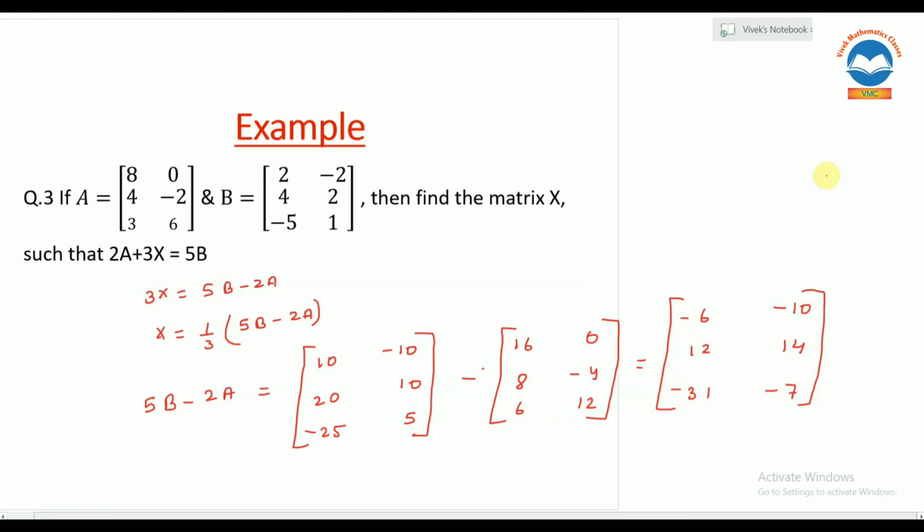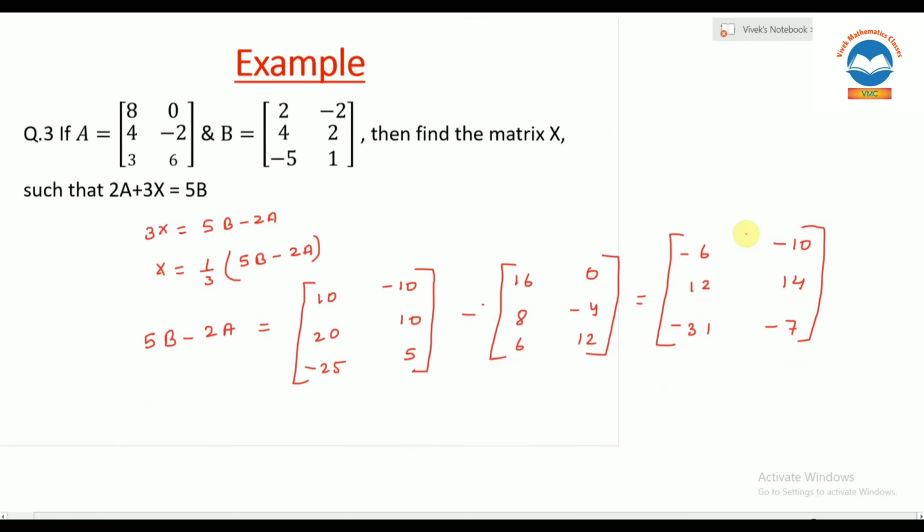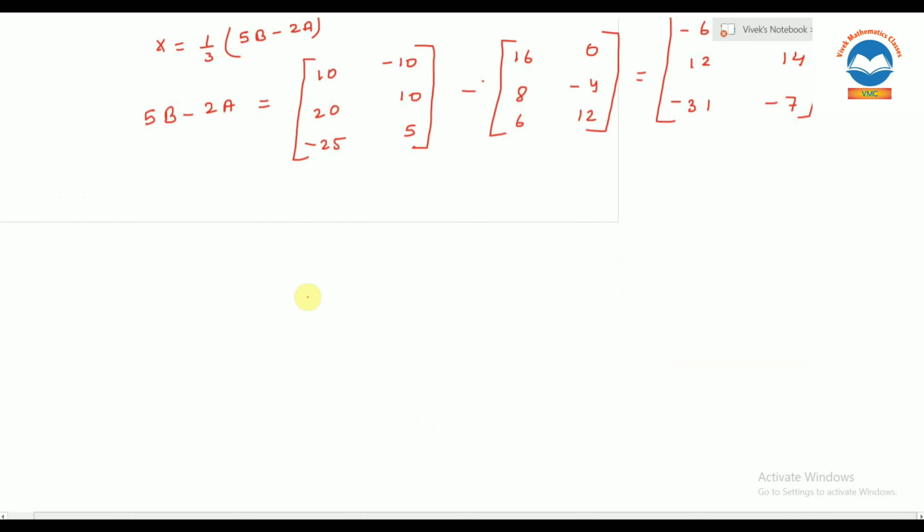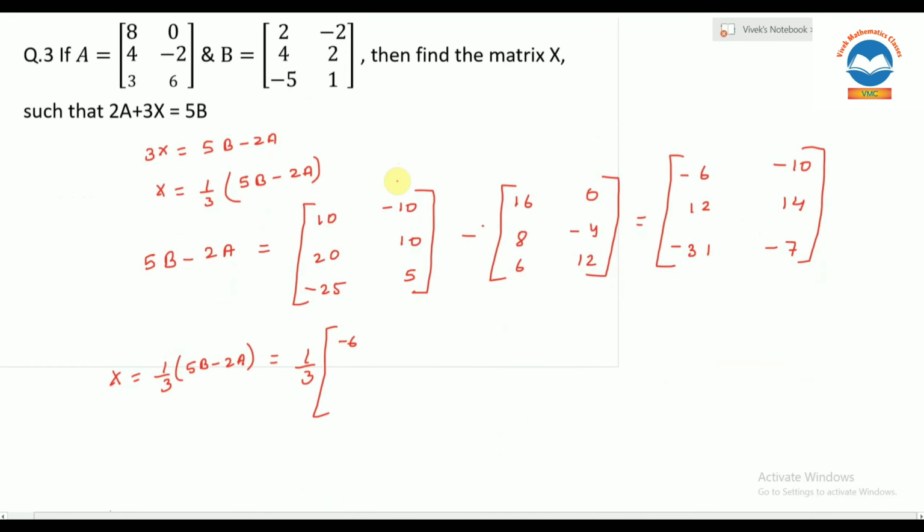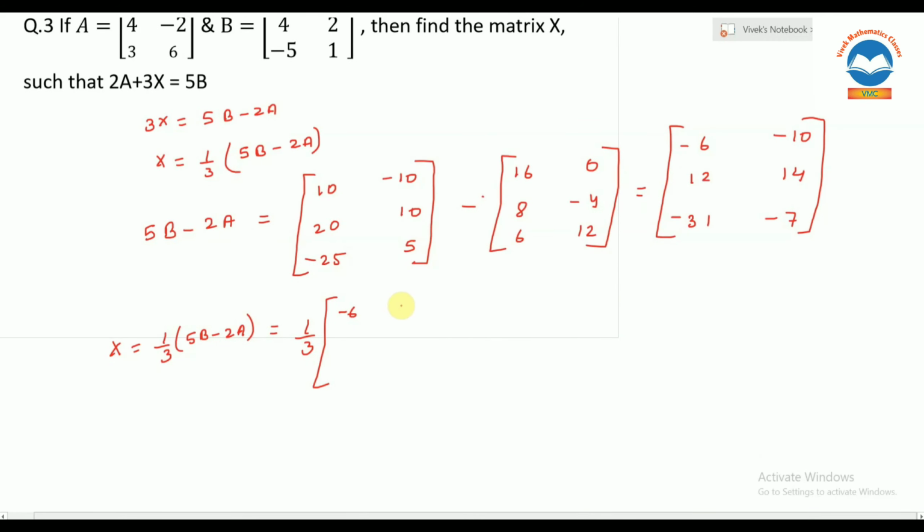So next we need to find x. What will be our x matrix? In this 5b minus 2a, you have to multiply by 1 by 3. Okay. So what is our x matrix? 1 by 3 into 5b minus 2a. So what you will write? 1 by 3 into this matrix. What was this? Minus 6, minus 10. Here second row 12, 14, minus 31, minus 7.